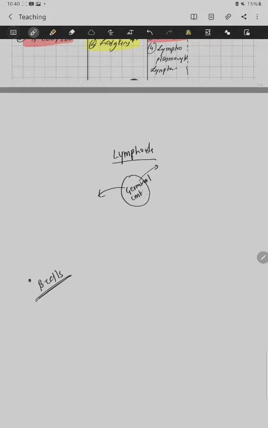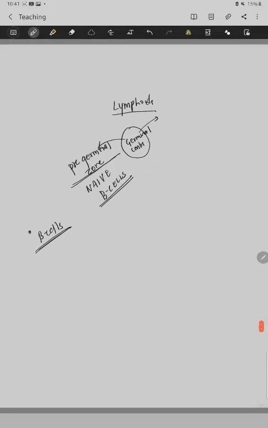Before going to this germinal center and attaining maturity, B cells first go in a zone known as the pre-germinal zone. B cells in this pre-germinal zone are called naive B cells. What is a naive B cell? The B cells which haven't attained maturity and have not been exposed to a particular antigen are called naive B cells. Pre-germinal zone is also called the mantle zone.